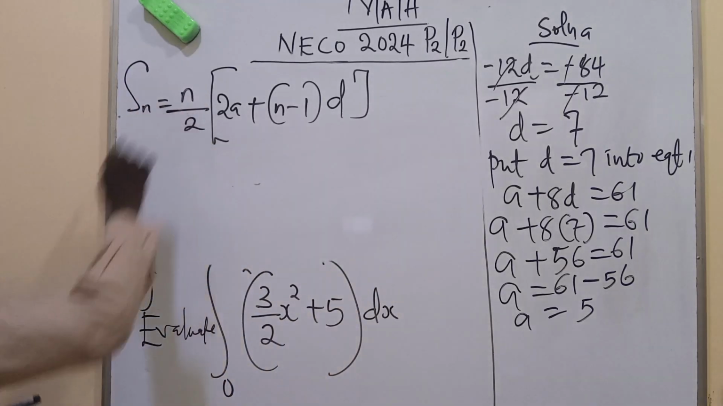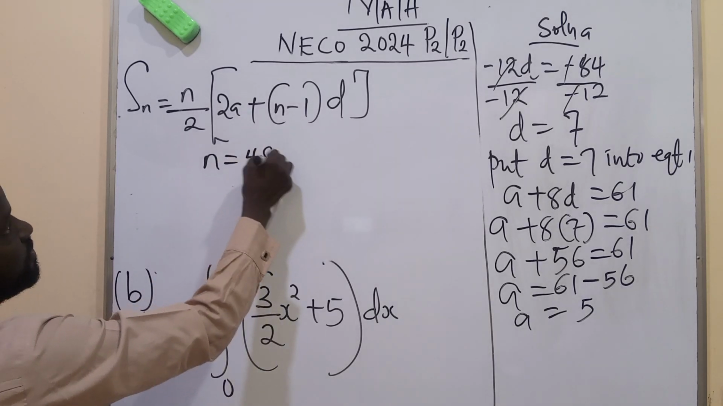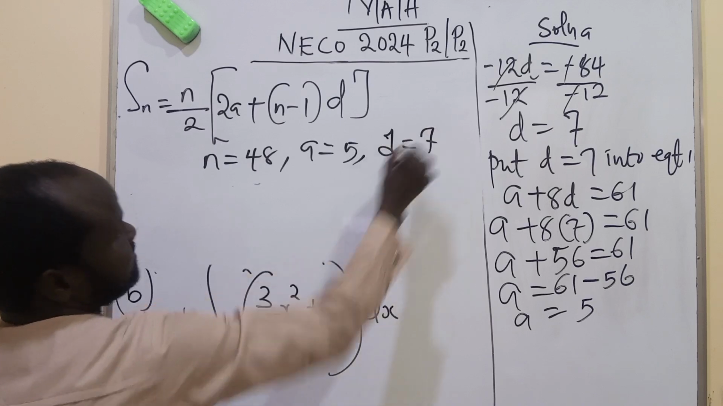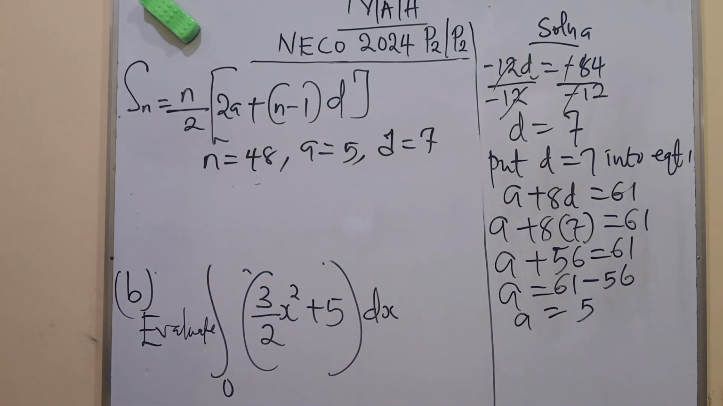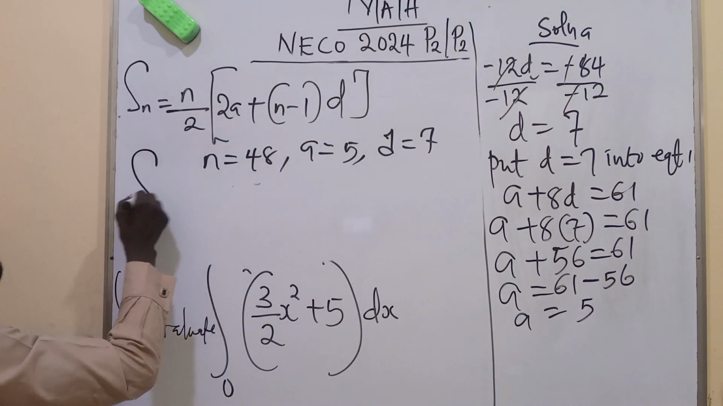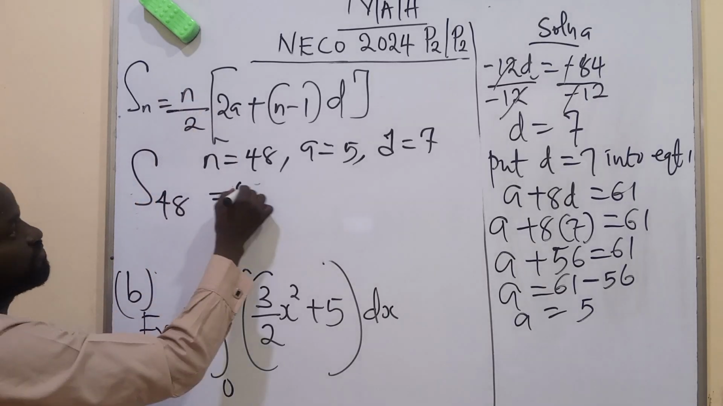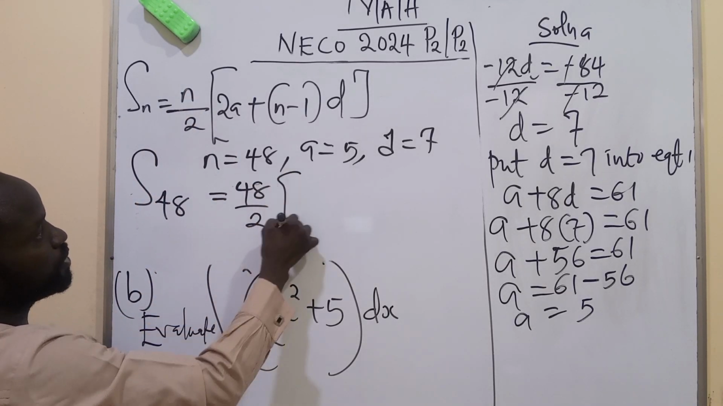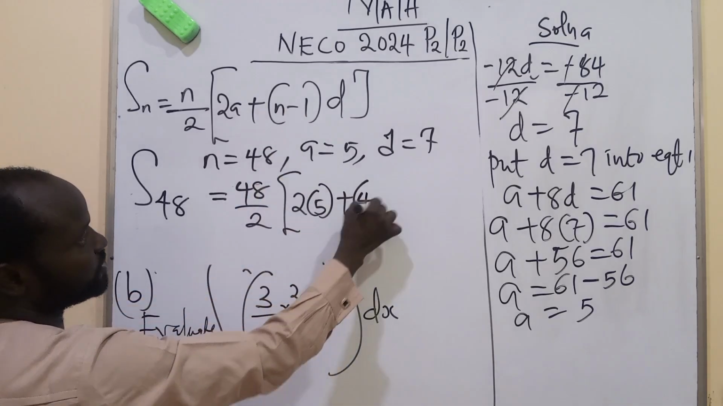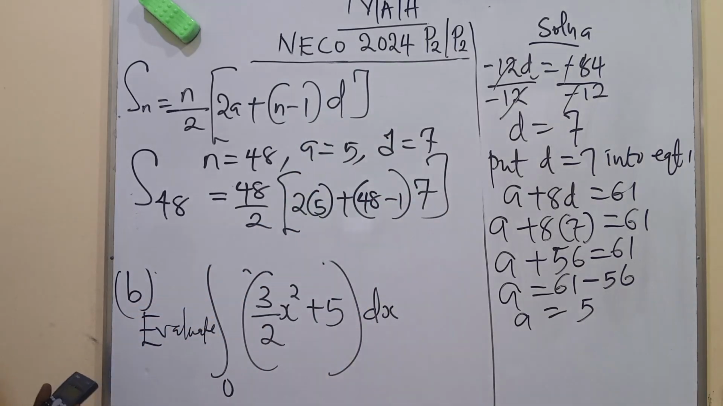We need n, and from the question, the sum of the first 48 terms means n is 48, a is 5, d, the common difference, is 7. So we have all the information. It means we can substitute this information back into this formula. Sum of the first 48 terms now will be n; in place of n, we put 48, divided by 2, into 2 times 5 plus, in place of n, we put 48 minus 1, times d, which is 7. We close the brackets. Okay?